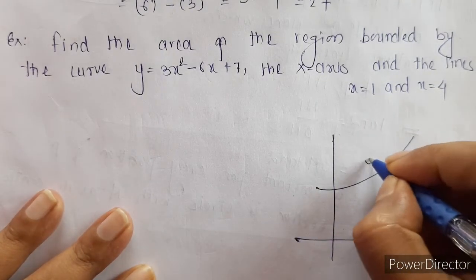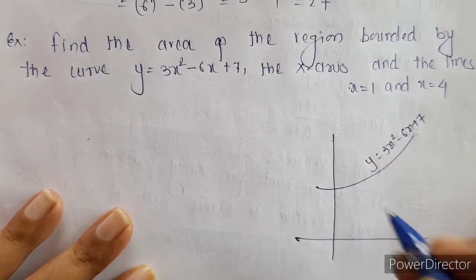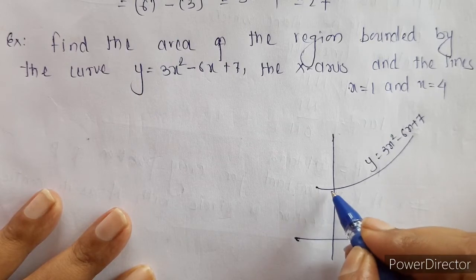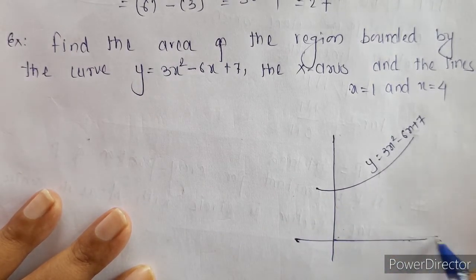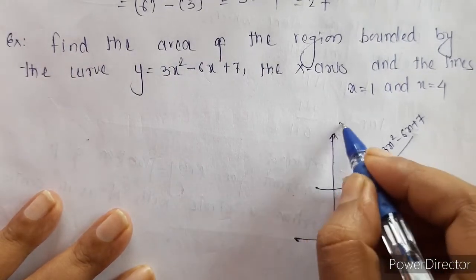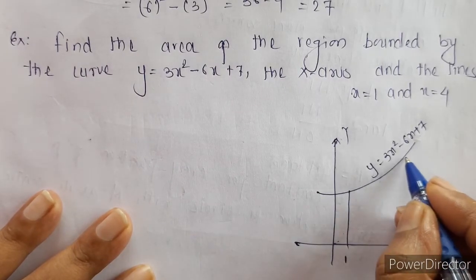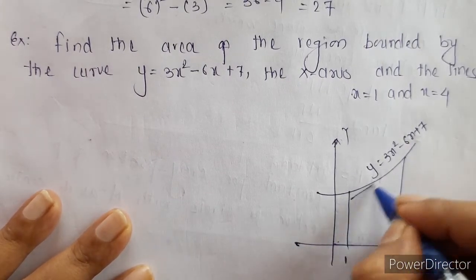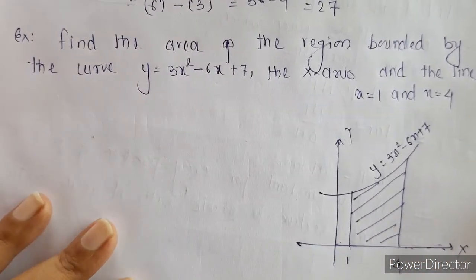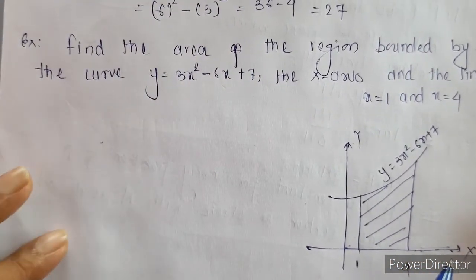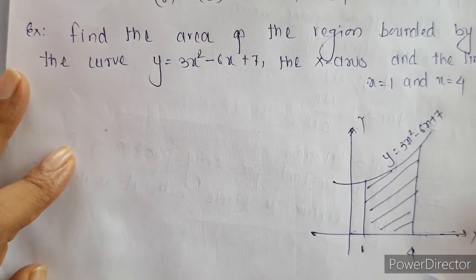This is y equals 3x square minus 6x plus 7, and we have to find area under this curve and the x axis. This is the x axis, y axis, and the lines x equals 1 to x equals 4. So basically we have to find this region. So how do we find this? We just have to find the integral of this particular function from the point 1 to 4.